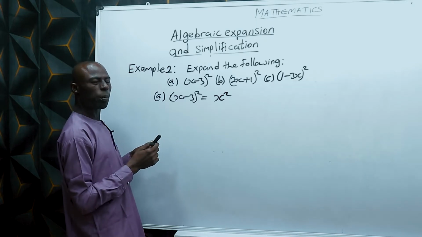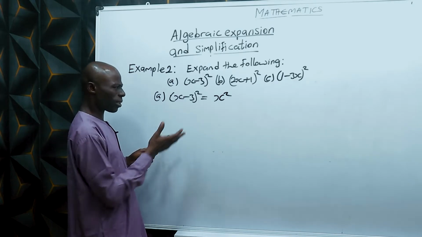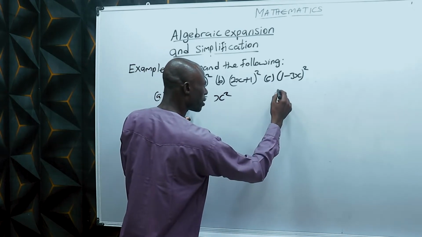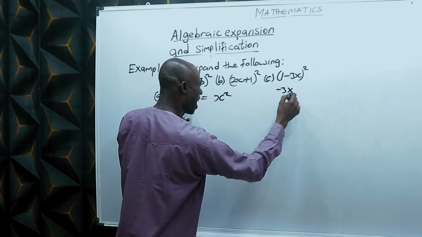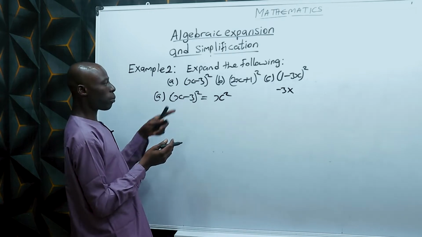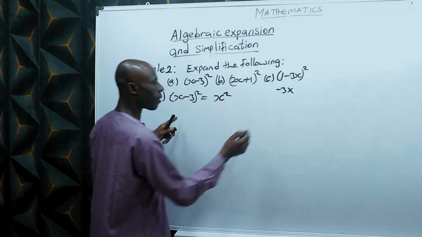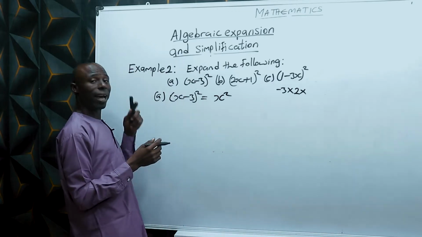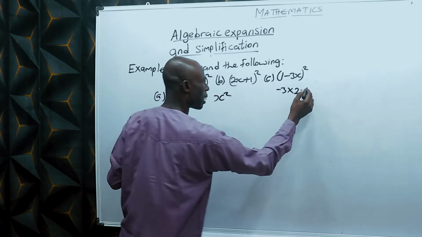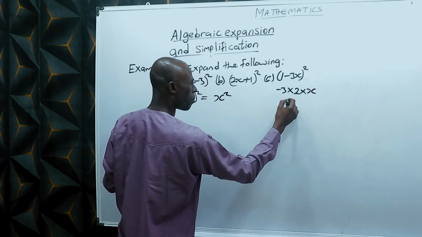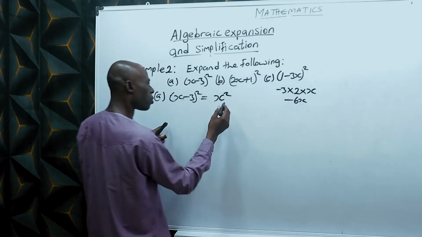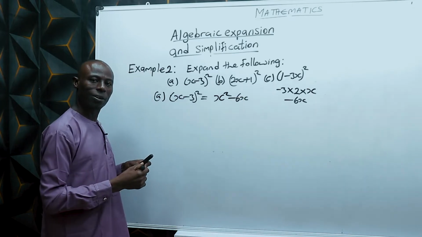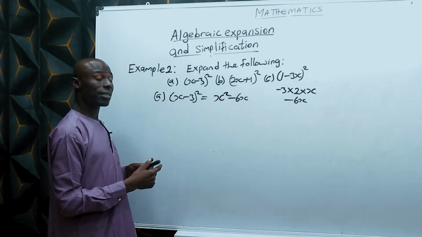The second step is multiply everything you can see. What are the things you can see there? You can see negative 3, right? Negative 3 times. What else can you see? You can see positive 2 as a power there, right? Positive 2 times. What else can you see? You can see x. Say x. So what do you have? Minus 6x. So that is what you write down here. Is that okay? What is the last step?